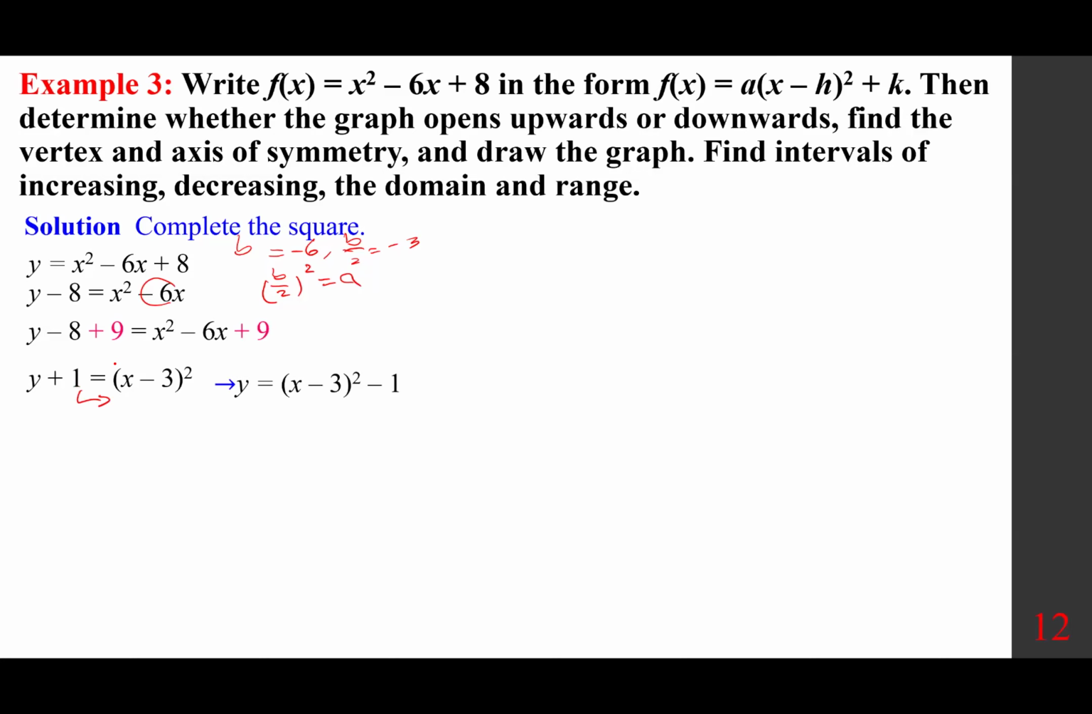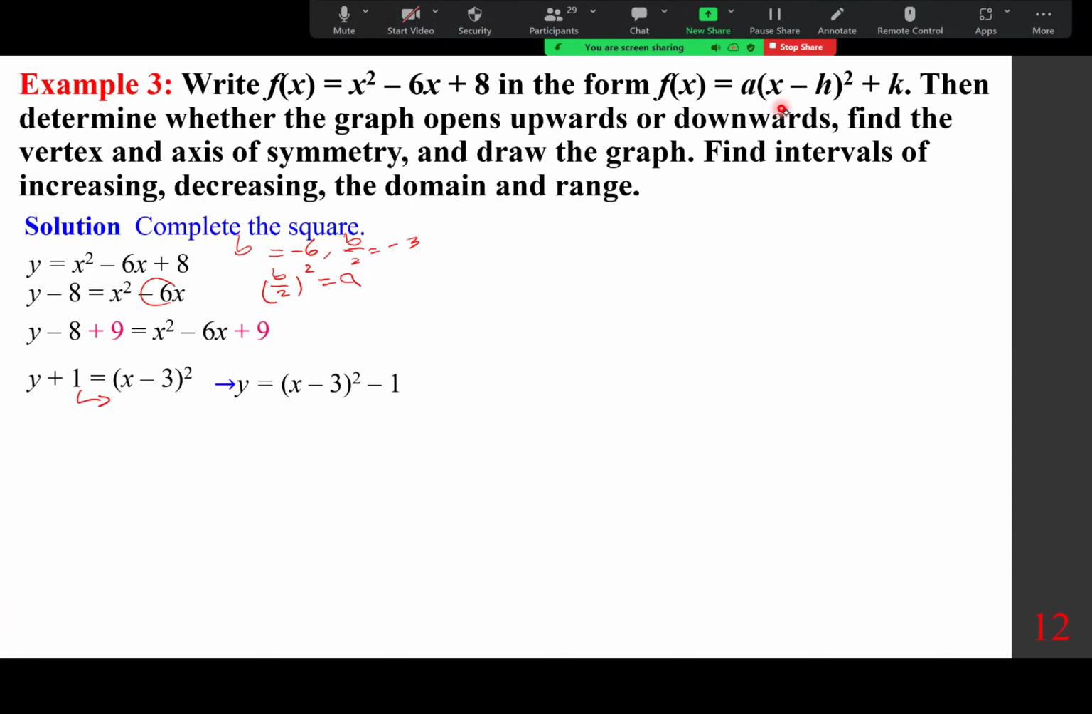So now it's in vertex format. Whether you look at it here or here, a is 1 and it opens up. The vertex is located at 3, negative 1, and the axis of symmetry is x equals 3. So right here gives you all the information that you need.